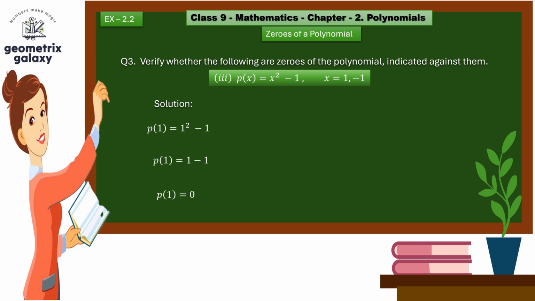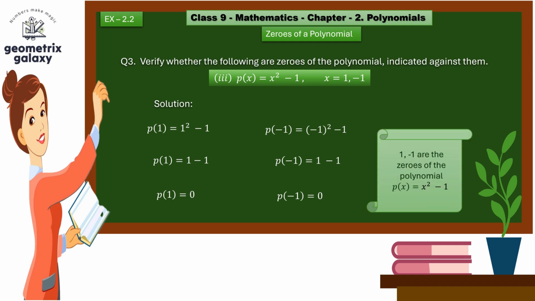Next we will check for p of minus 1. P of minus 1 is equal to minus 1 whole square minus 1. Minus 1 into minus 1 is 1. Therefore, it will become 1 minus 1. That is also equal to 0. Therefore, we can conclude that 1 and minus 1 are the zeros of the polynomial p of x is equal to x square minus 1.